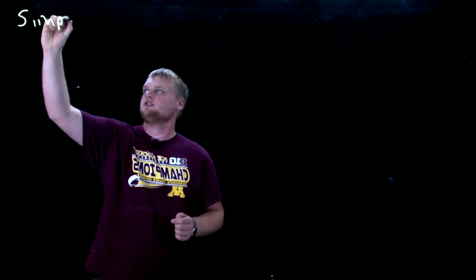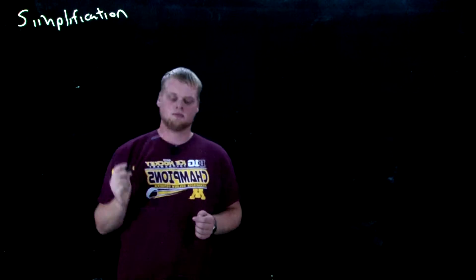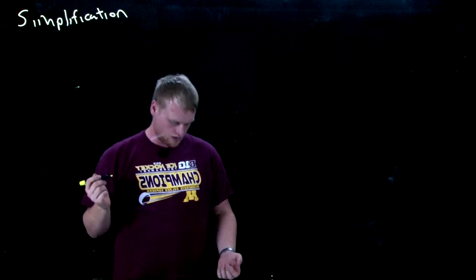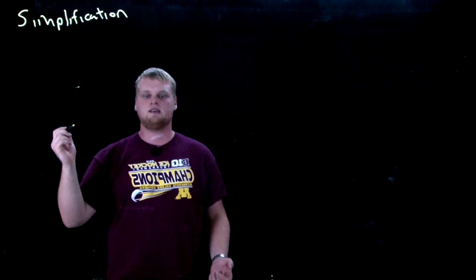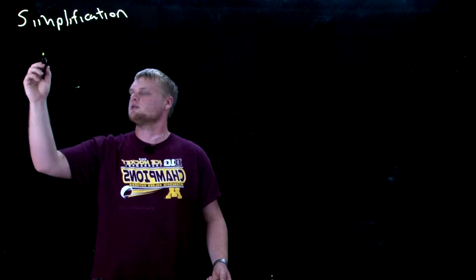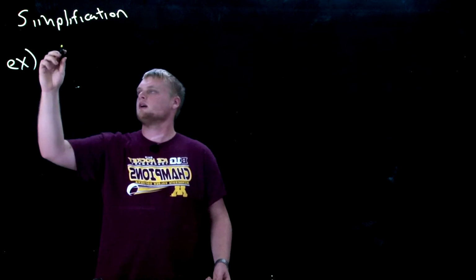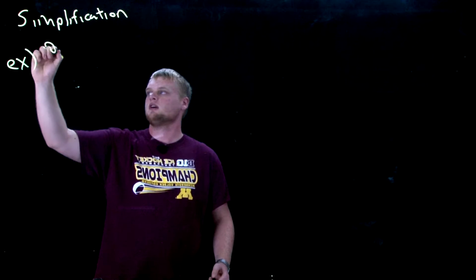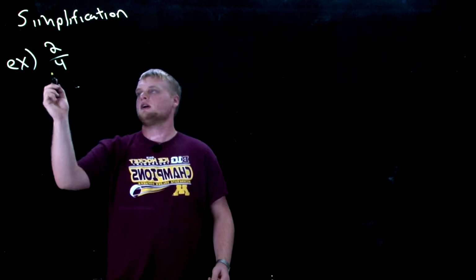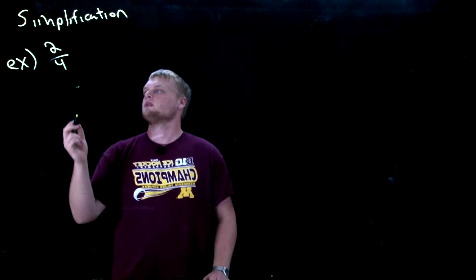The first thing we're going to talk about is simplification. This is what you have when a fraction is not shown in its lowest terms, and you reduce it to its lowest terms. So let's look at an example. Let's take the fraction 2 over 4. Now, it's pretty obvious that this is not in its lowest reduced terms.